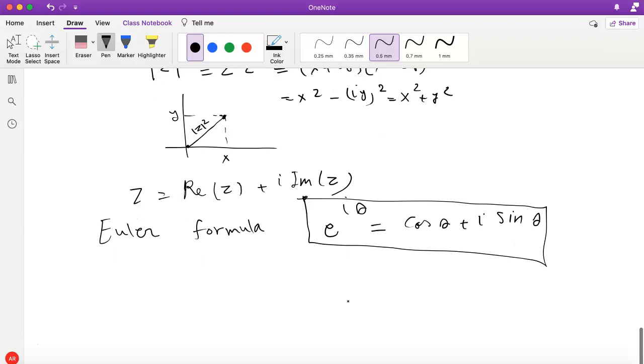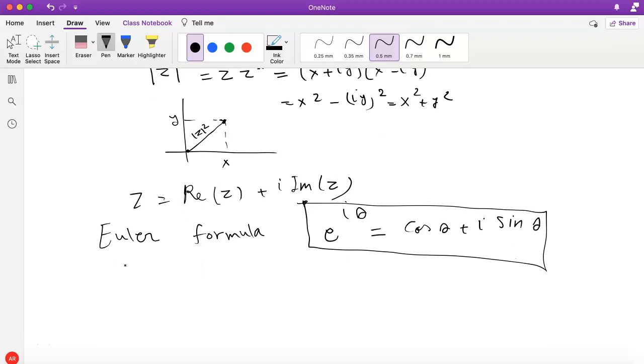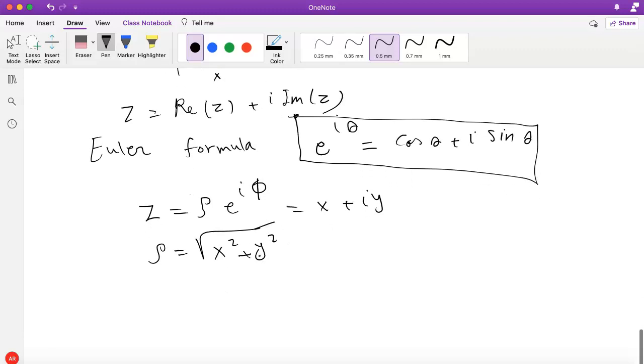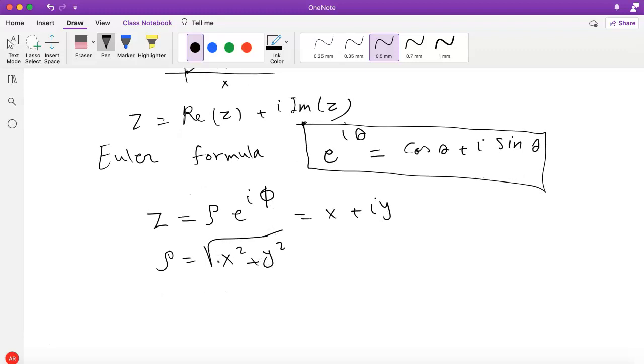So this gives another way to represent any complex number. We can always write it as, let's say, rho times e to the i phi, where rho is just the square root of x squared plus y squared. So let's say this is x plus iy. That's like the length. So when you square it, you get the absolute value of z squared, right?